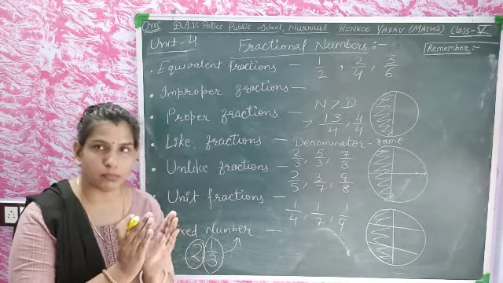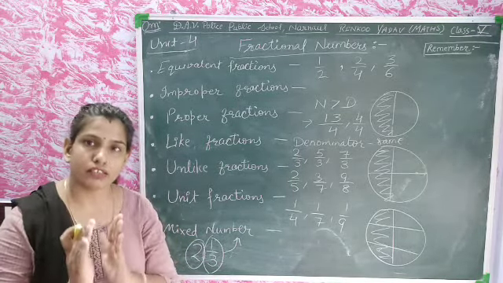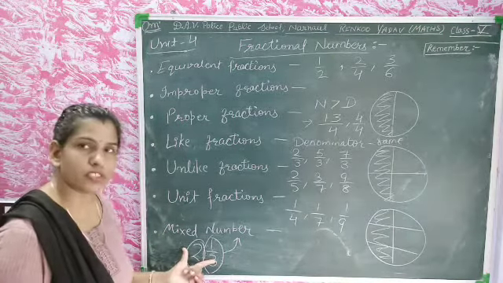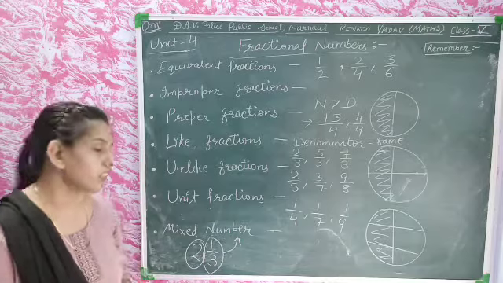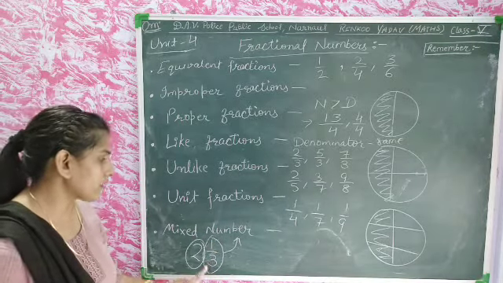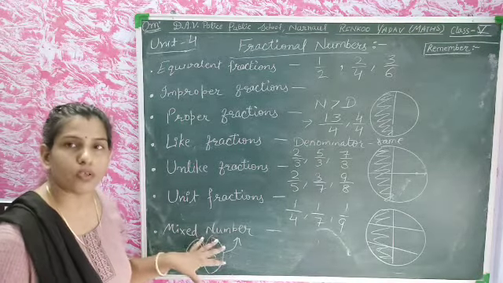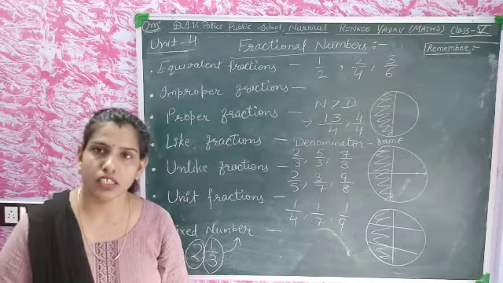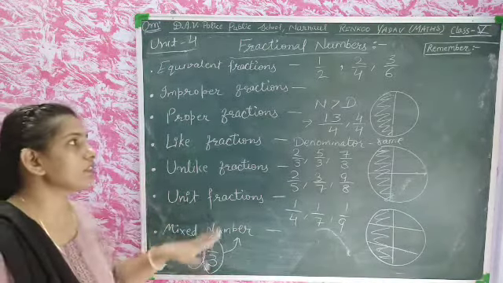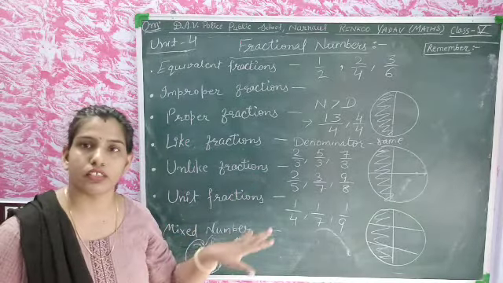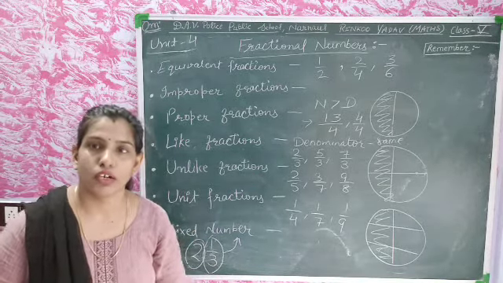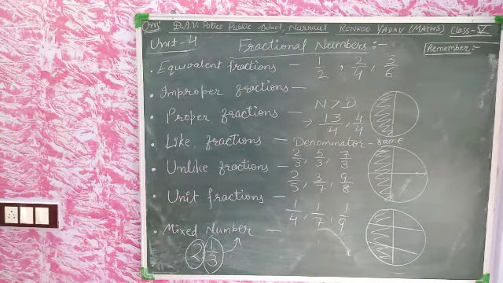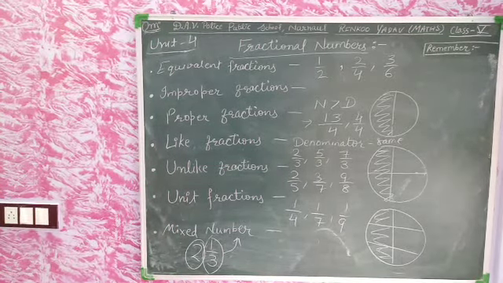Two parts are completed and then the next has only the third part. Is this clear, students? This is 2 and 1 by 3. It's a whole part and a fractional part, and the combination of a whole part with a fractional part is the mixed number. Is this clear, students? You must know these definitions before you solve fractional numbers. Let's see the next revision exercise.